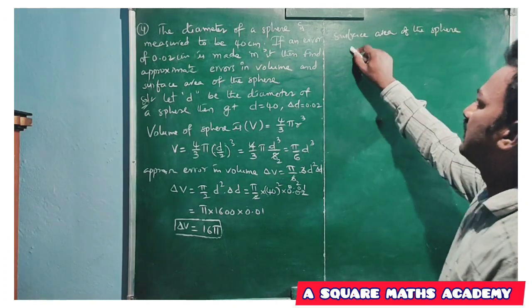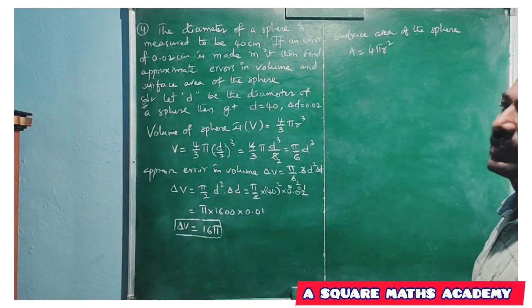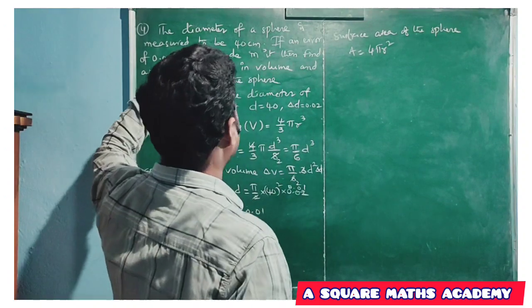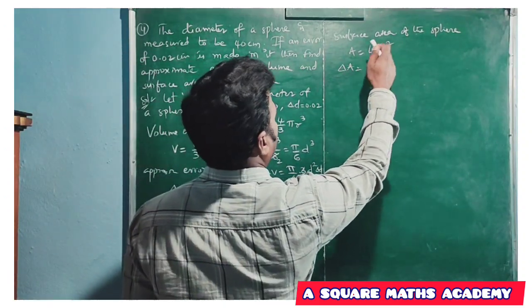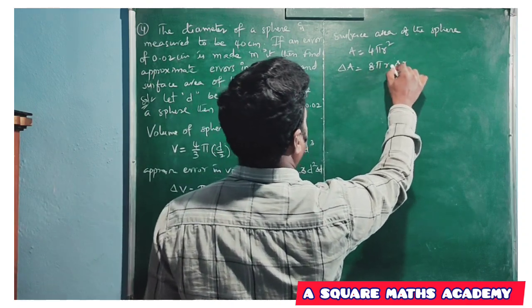So what is that one? A equals 4 pi r square. Now we find the approximate error in surface area, delta A. So delta A is nothing but the derivative part. So 4 twos are 8 pi r, and delta r also.